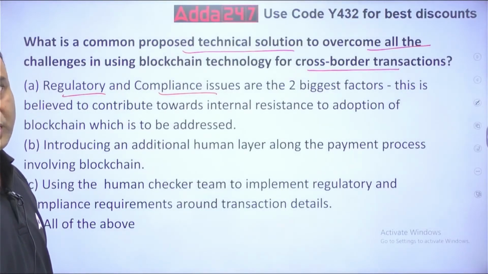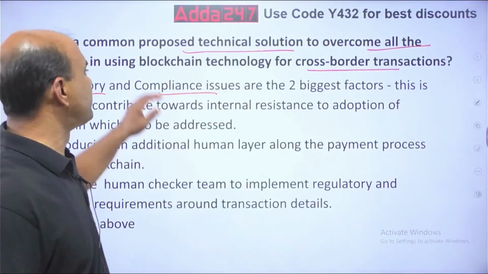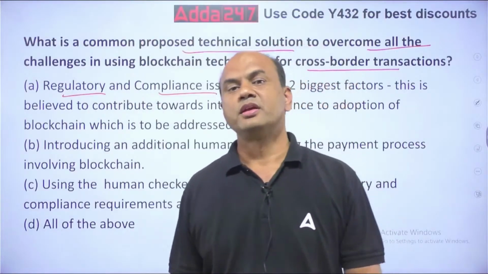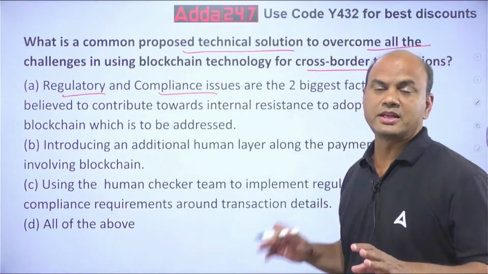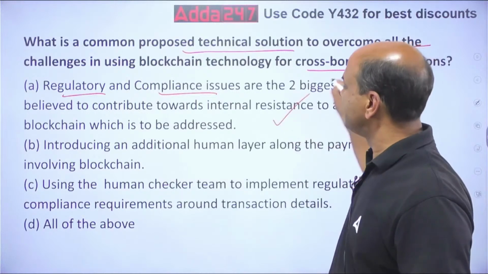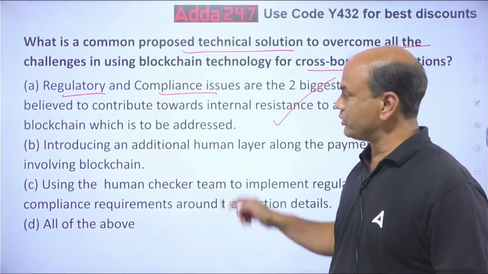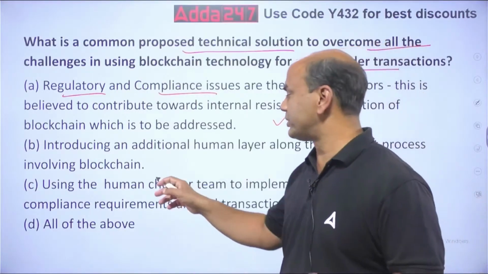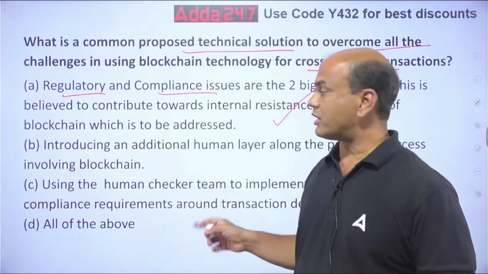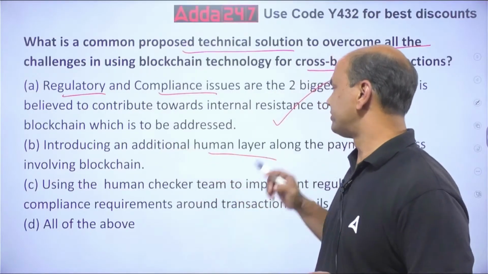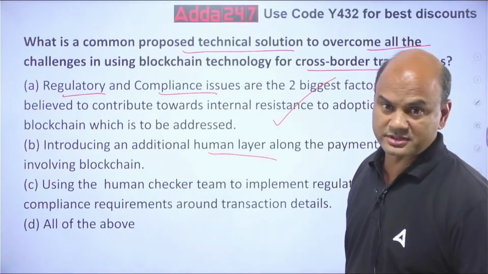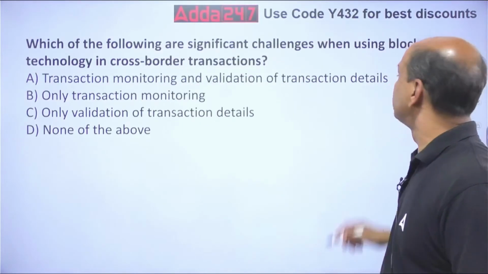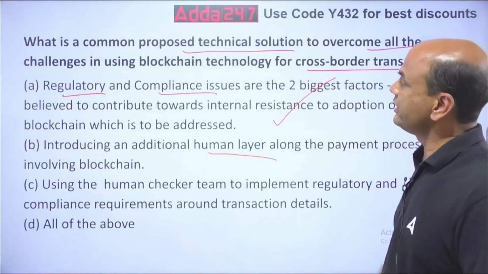We are talking of a technical solution, okay? We are not talking of human beings over here. Technical solution means related to technology. The answer will be only A. If I bring in a human being for checking, or bring in an additional human layer, then where is the technology, right? So the answer is A, okay?